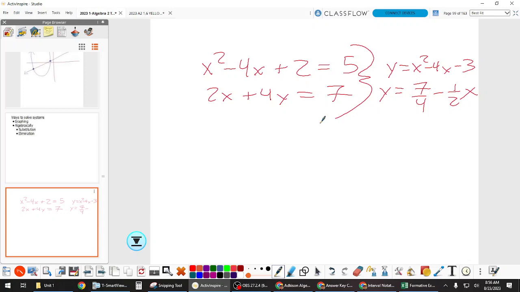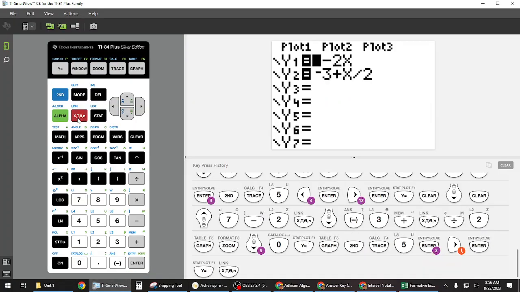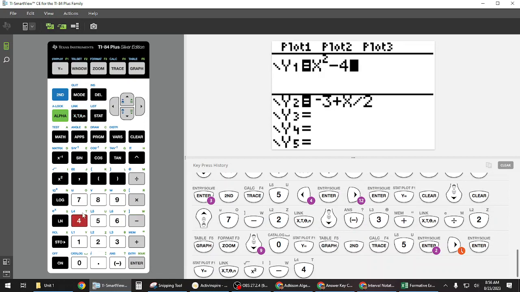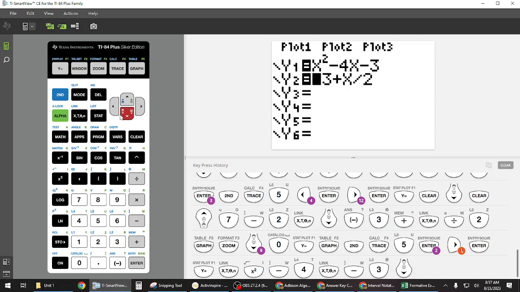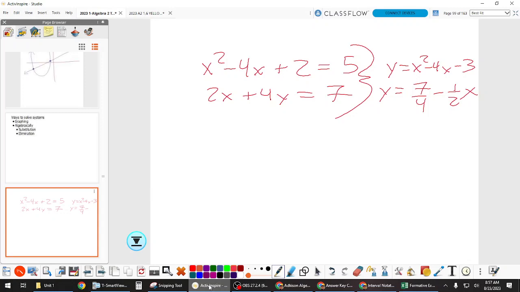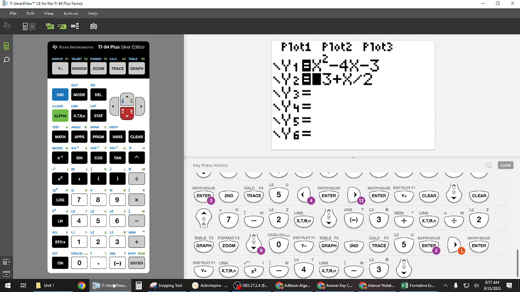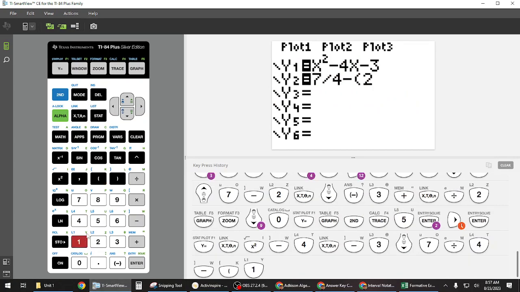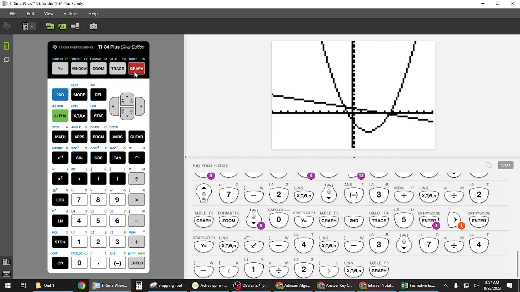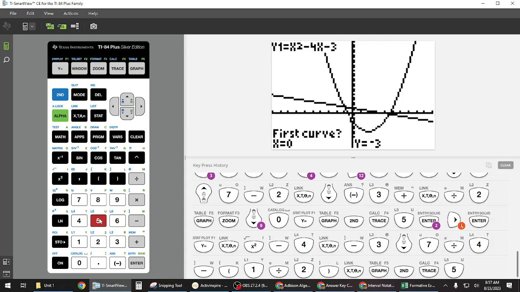So let's see what this looks like real quick. I just made that up. I hope I didn't make one that doesn't actually cross, but I don't think that will be true. So x squared minus 4x minus 3. And then what was the other one? 7/4 minus, put in parentheses, 1/2 x. Hit graph, and we see it crosses two places. It happens to fit in our window. And so we hit second trace 5. And this time, is the first curve the parabola? Yes. Is the second one the line? Yes.